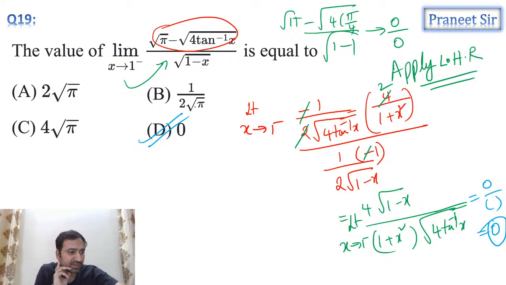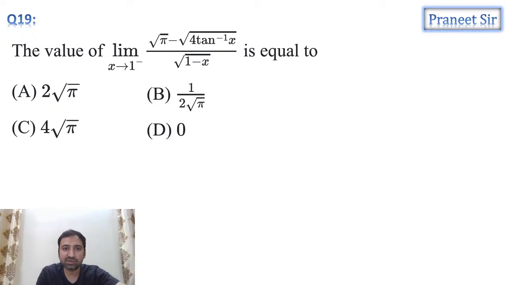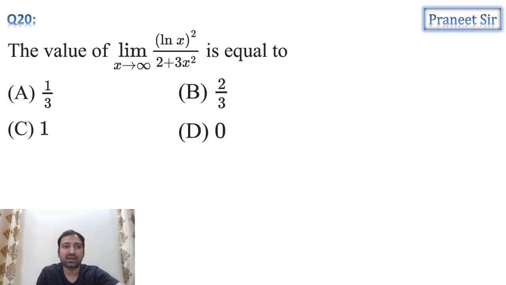Guys, is it clear? Everyone understood this, how we got 0? As it is coming like 0 by 0, we are applying L'Hospital rule. And when you substitute x equals 1, we're getting 0 by something. So we can say that the fourth option is the answer. Right, next question.